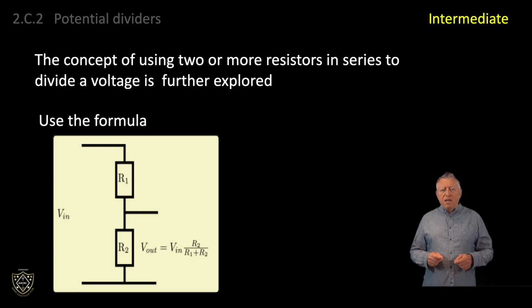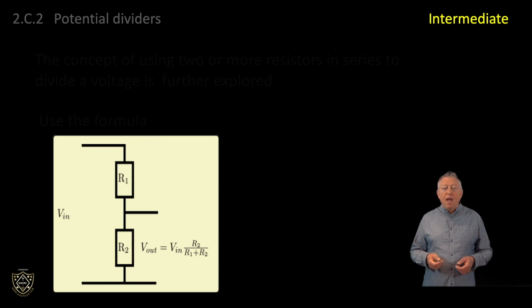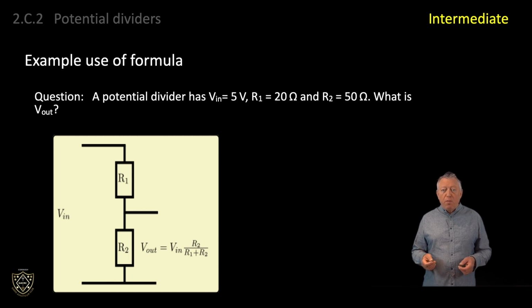For the intermediate syllabus, the concept of using two or more resistors in series to divide a voltage is further explored. The graphic shown is such an arrangement using two resistors. The intermediate syllabus calls for us to use the formula which is provided in the exam on EX308. The graphic shows the formula and the circuit to which it refers. Let's do a question using this formula.